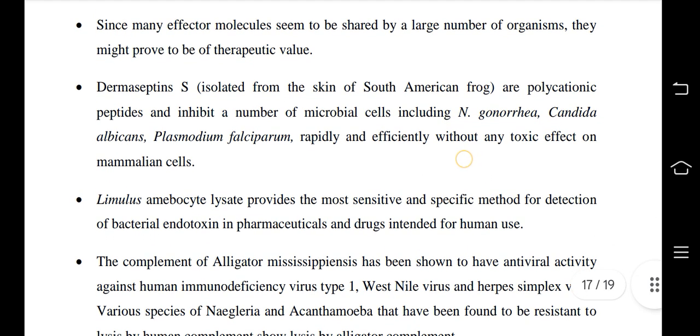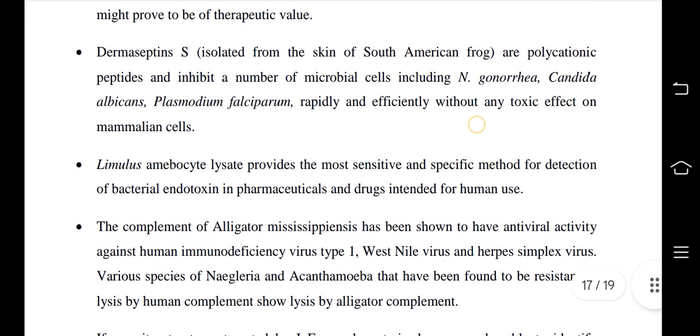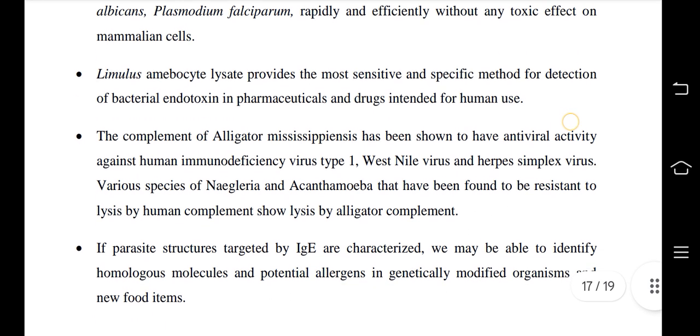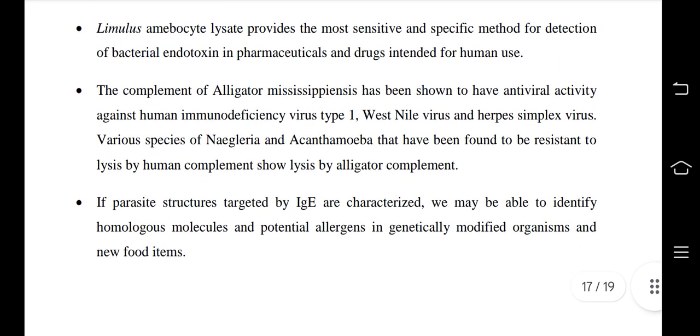Limulus amoebocyte lysate provides the most sensitive and specific method for detection of microbial endotoxin in pharmaceuticals and drugs intended for human use. The complement of Alligator mississippiensis has been shown to have antiviral activity against human immunodeficiency virus type 1, West Nile virus, and herpes simplex virus.